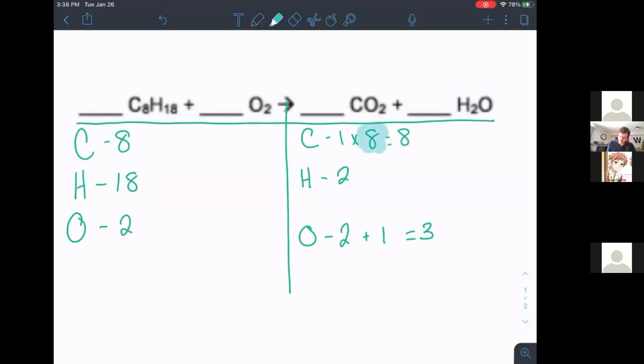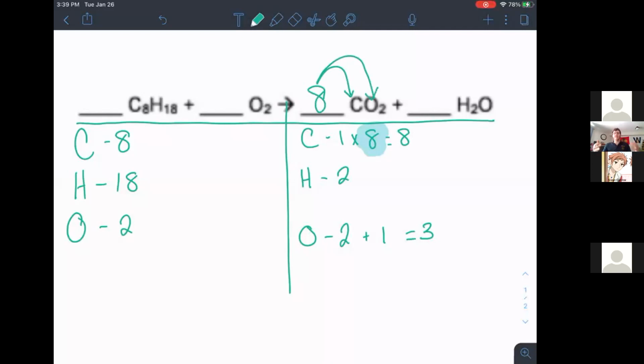Where does this 8 right here go? Over the line. Exactly, over the line in front of CO2. And that 8 goes into what? Just the carbon? It also goes into the O2. It also goes in the O2.